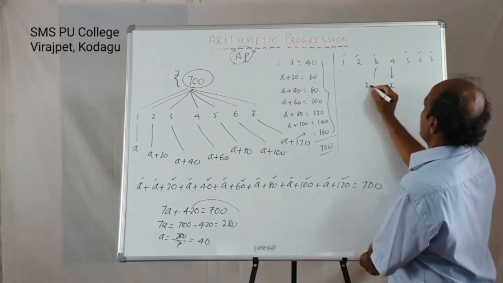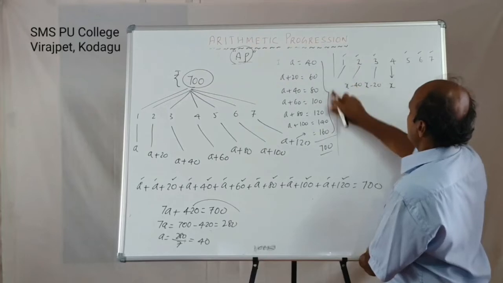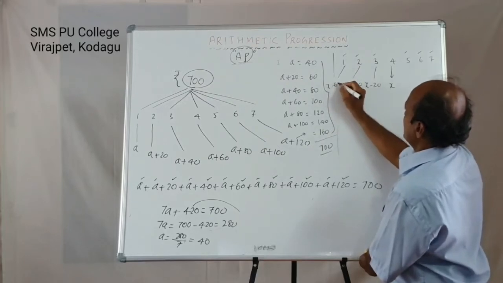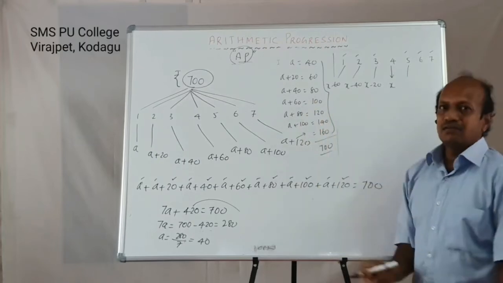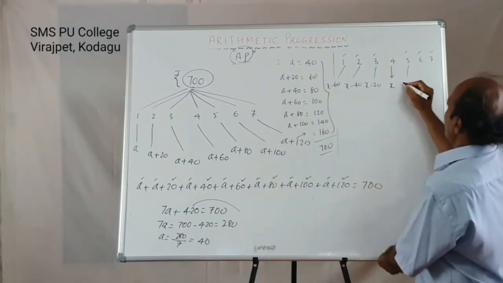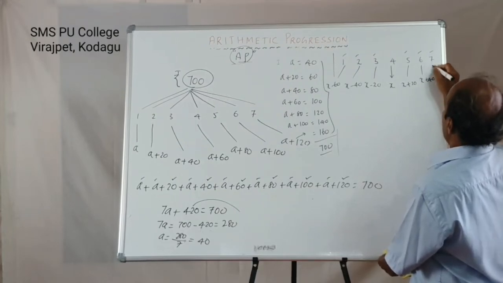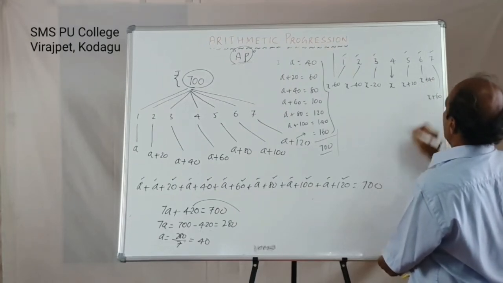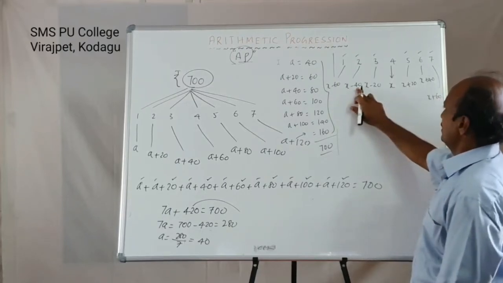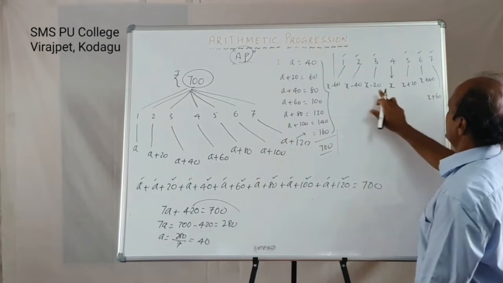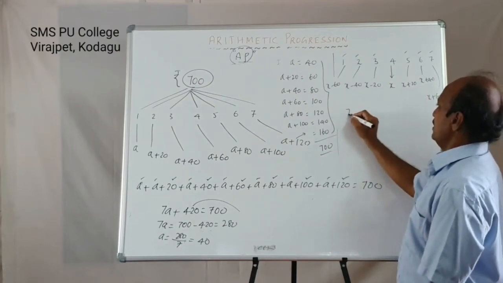This is x minus 20. This is x minus 40. This one is x minus 60. When you go left side, you have to keep reducing. When you go right side, you have to keep increasing. This is x plus 20, this is x plus 40, this is x plus 60. While adding, what happened? Minus 60 plus 60 get cancelled. Minus 40 plus 40 get cancelled. Minus 20 plus 20 get cancelled. Therefore, what will we finally get?